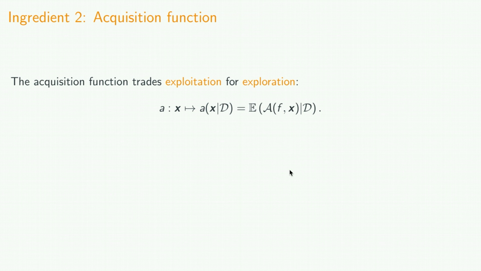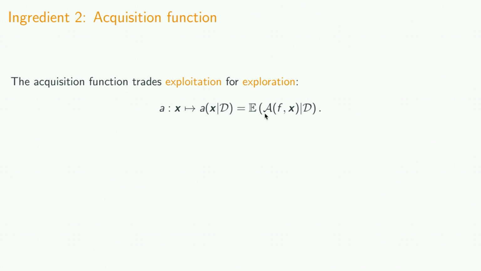Now I mentioned we have the Gaussian process, which is the first ingredient for building the surrogate model. The second one is the acquisition function. The acquisition function will tell us what is a suitable candidate to evaluate. And the acquisition function is making an exploration-exploitation trade-off.